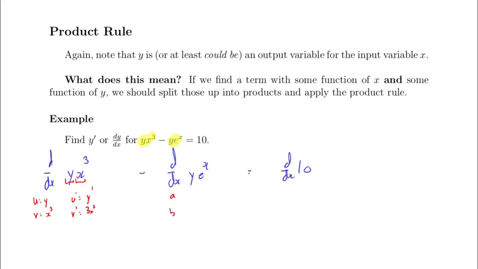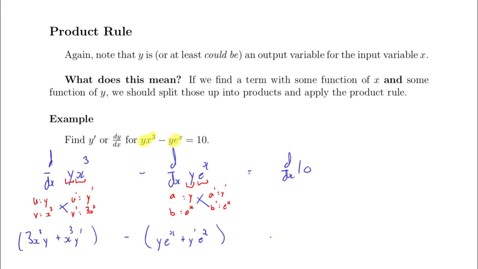Then I'll use a's and b's over here. We'll split this up in the same kind of way. A is equal to y, and now b is equal to e to the x. A prime then is y prime, and b prime then is still e to the x. Now our product rule says, let's put all this stuff together. So we have 3x squared y plus x cubed y prime minus all of this stuff, y e to the x plus y prime e to the x equals 0. I'm going to go ahead and distribute my negative through here.